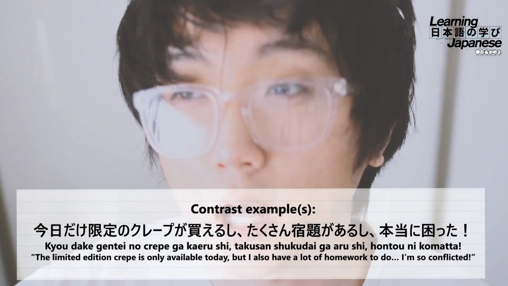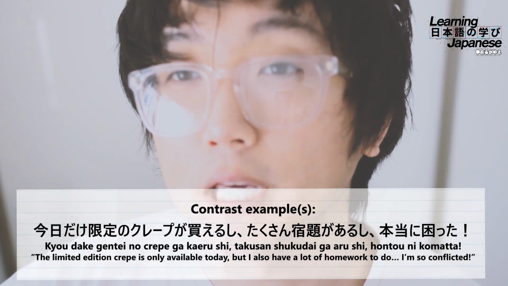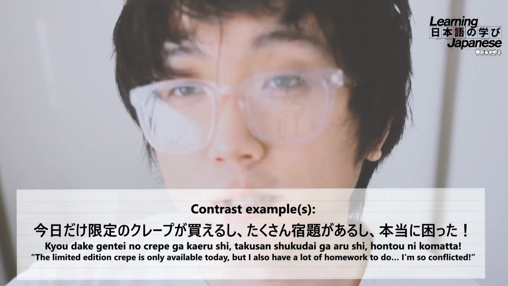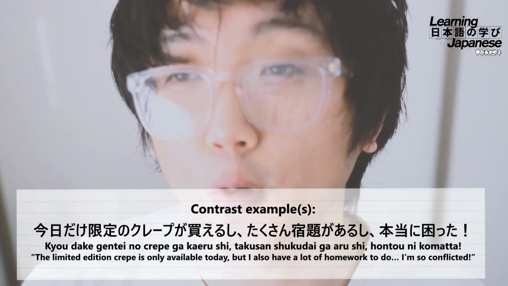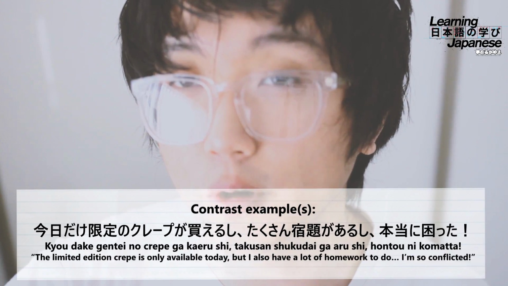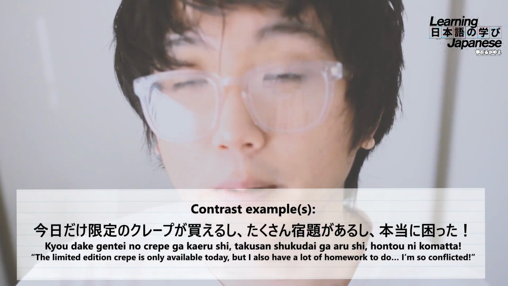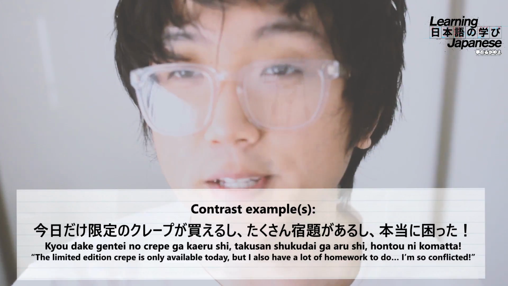We have the particle ga because we're going to be using the potential form of a verb here, kaeru, which means to be able to buy. It's the verb kau, which means to buy, in its potential form. And the potential form is in fact a plain form. So we can use shi with this word, and that's what we do. We plug in shi after. So kaeru shi is "be able to buy" with the nuance of listing things basically because of the shi there.